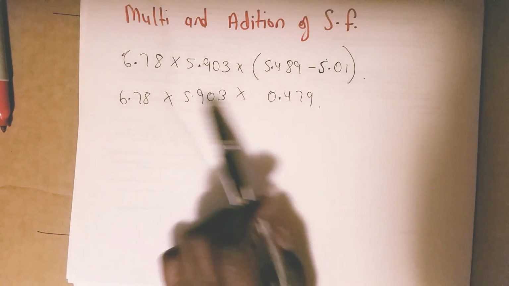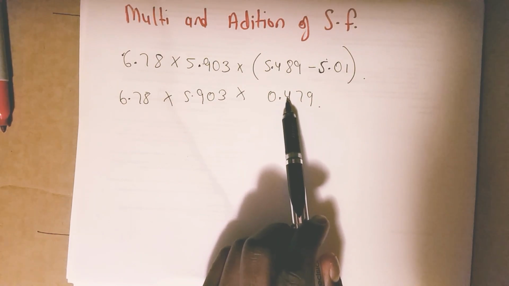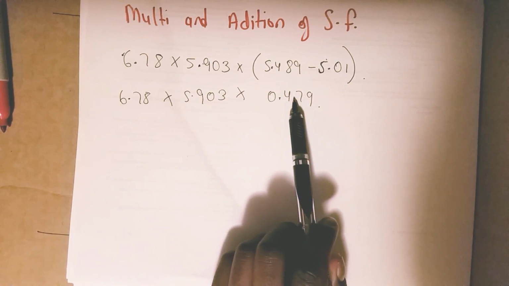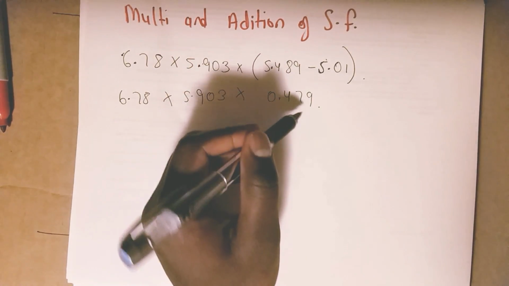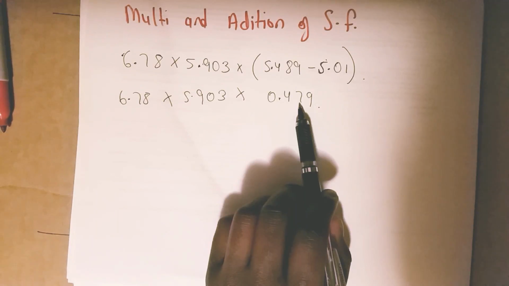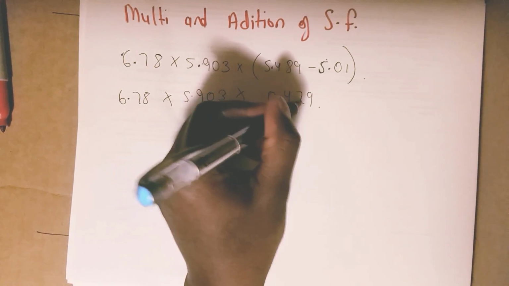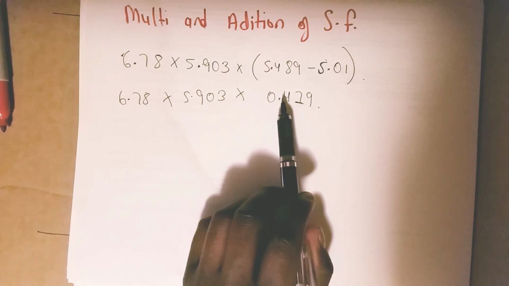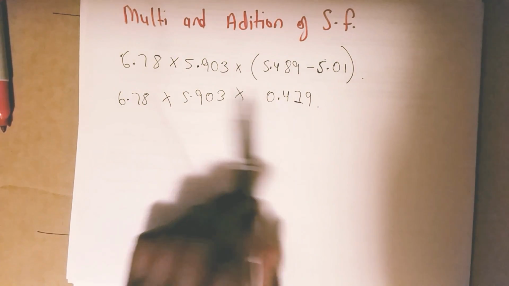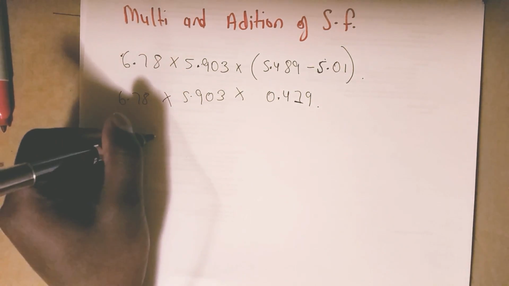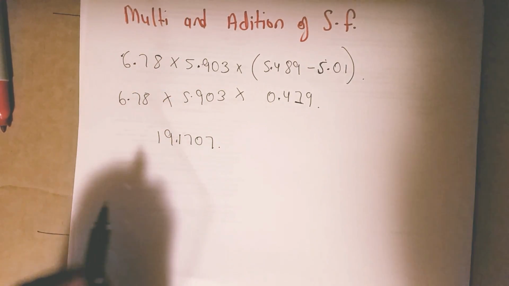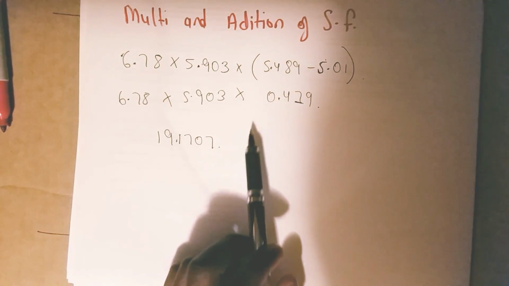You don't round it off yet because you have to multiply. So you leave it as is. You don't round off and say okay 7. You leave the number as is, and then you keep track of the significant number. So the last significant number is 712. So now you multiply all this together. Whatever answer you get, you get 19.1707.